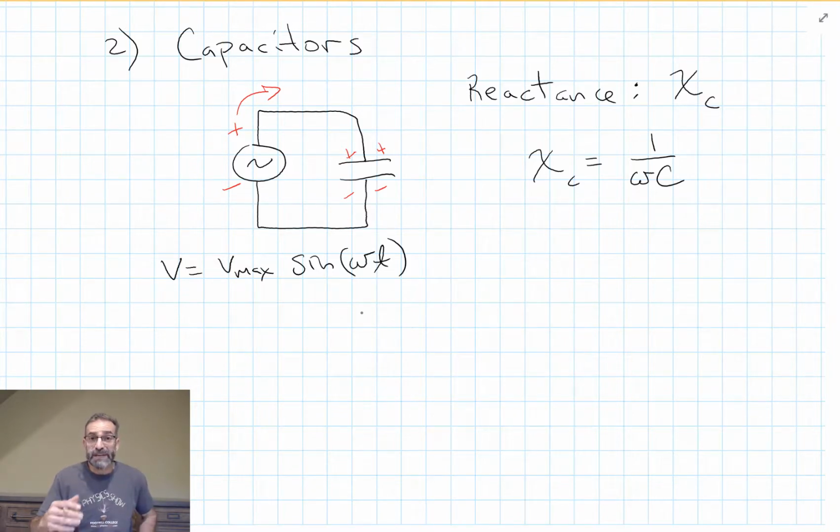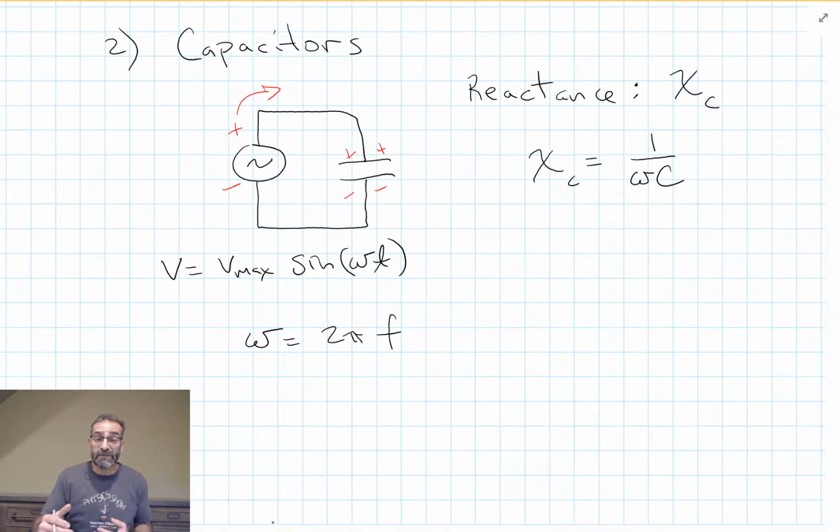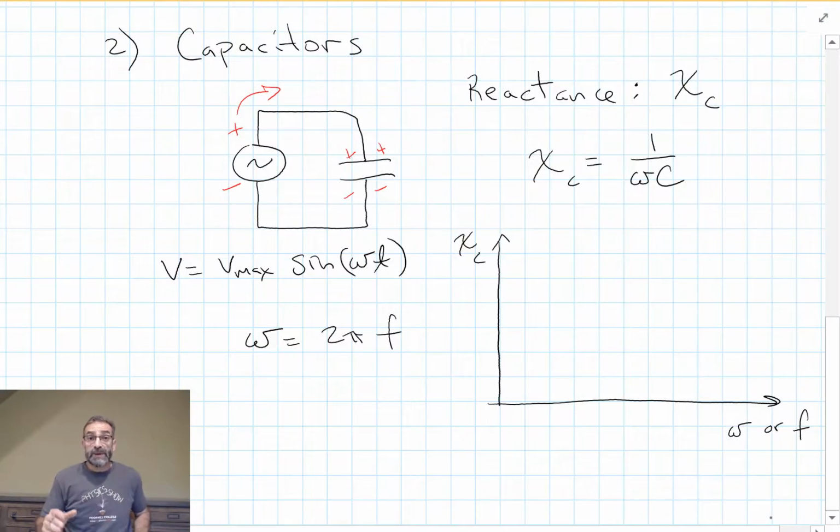And how do we convert that to f, our frequency, or the number of times it flips per second, the number of cycles per second? Omega is equal to 2 pi radians per cycle times the frequency, which is cycles per second. So if we plot our reactance versus the frequency, and we can, it doesn't matter whether it's omega or f here, we get the same shape.